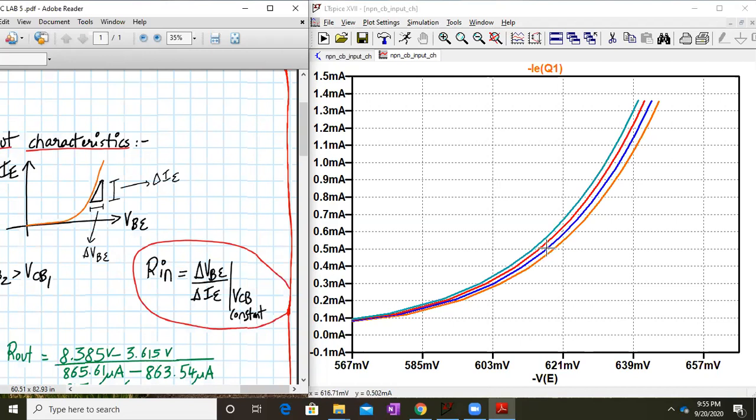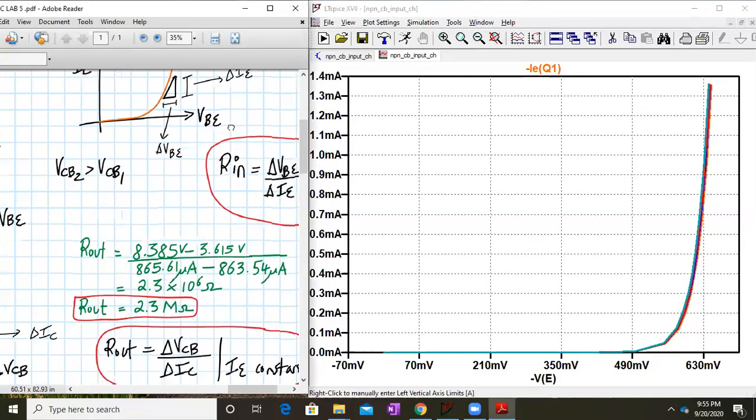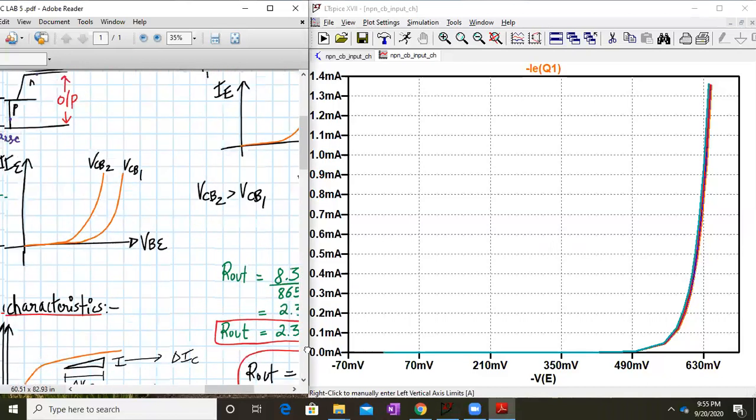So you see to it that you are always in the middle. And so here this time my VB2 will be 616 millivolt and my IE2 will be 0.502 milliampere. So this is how we can check the value of RN, which will now be VB1 minus VB2 upon IE1 minus IE2. And by calculation, I'm getting a very high value, around 2.3 mega ohms. You can also get a similar value.